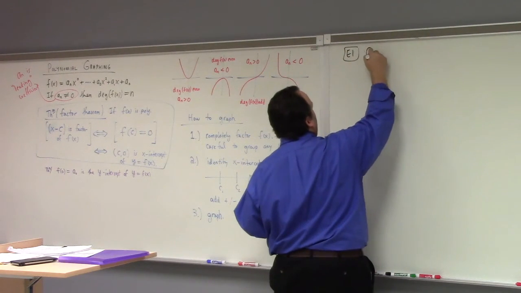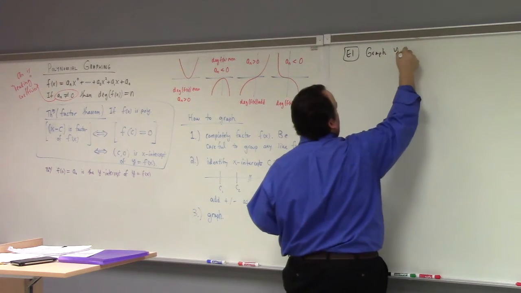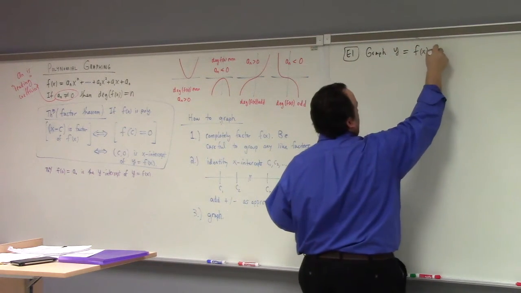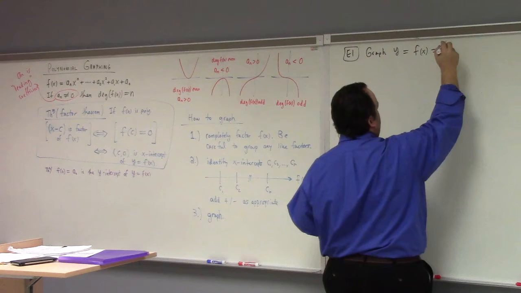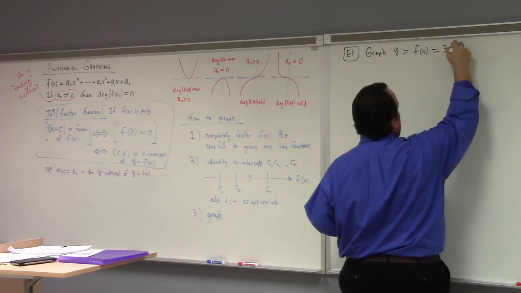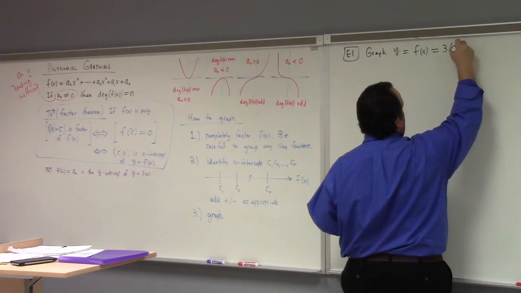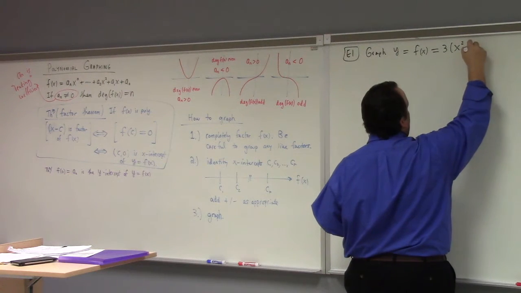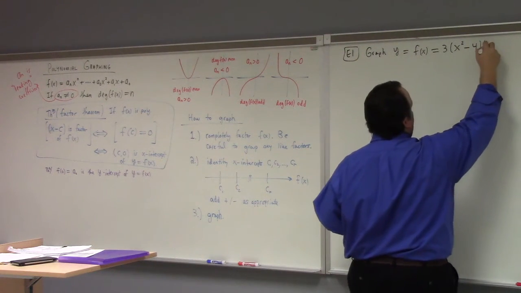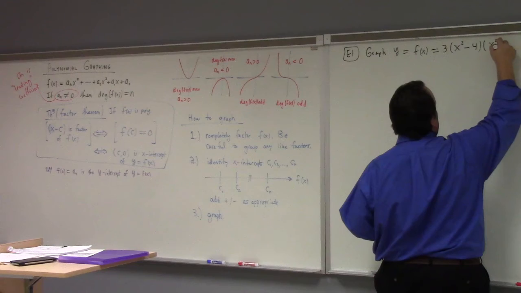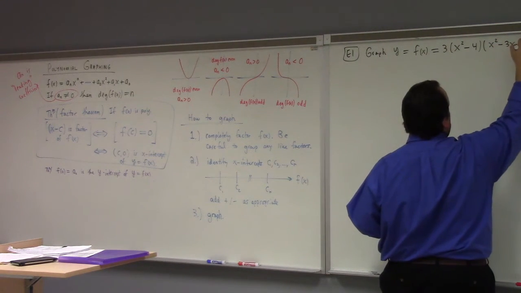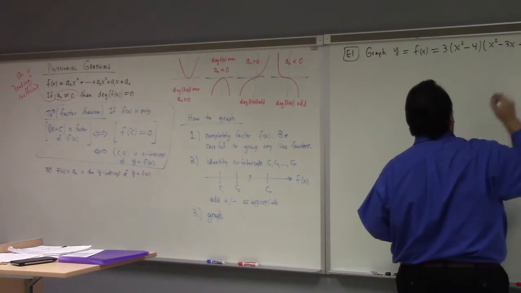So let's graph y equals f of x. And this f of x I'm going to give us as, let's say, 3 times x squared minus 4 times x squared minus 3x plus 2. We'll start with this.